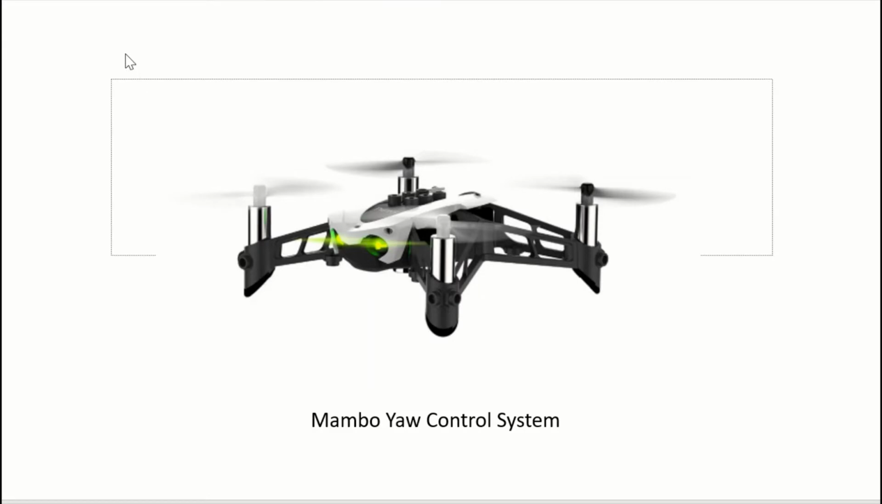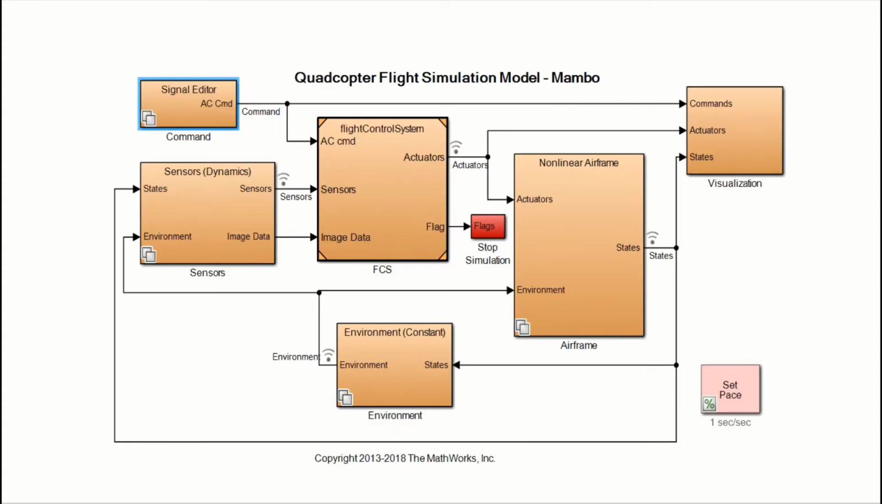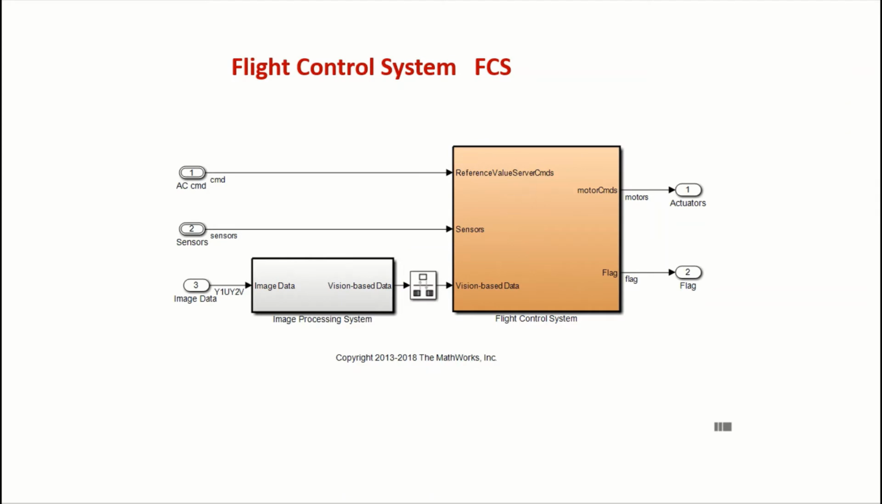Right, this is the Mambo yaw control system. And if we have a look at the overall architecture of the simulation, there's a flight control system inside here, non-linear simulation here, state estimator here, some sensor dynamics and some visuals. The bit that we're interested in is the flight control system, and that's this block here. And it also has a visual input to help with the XY.